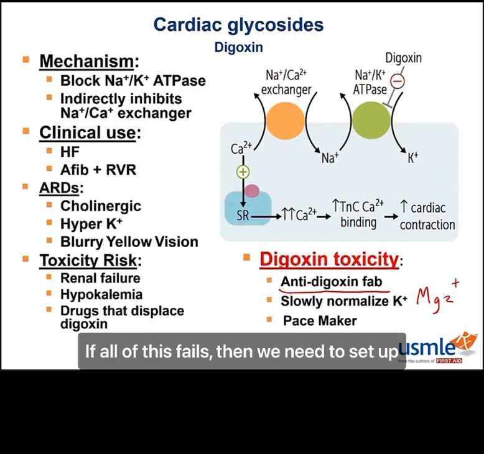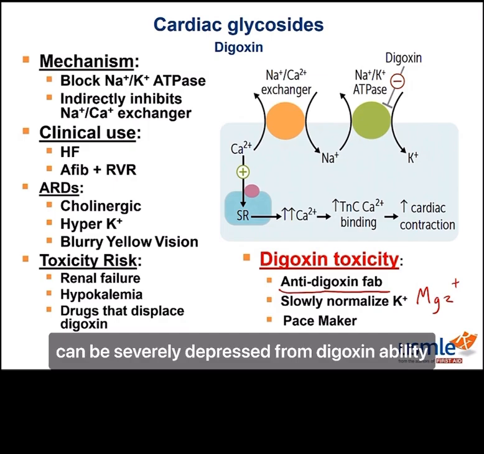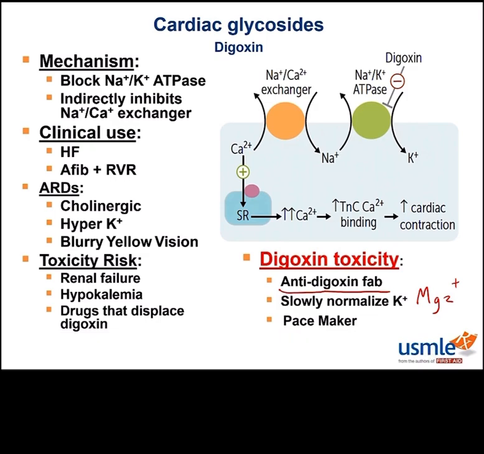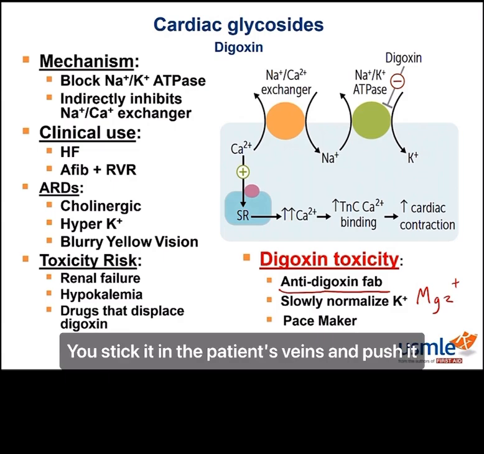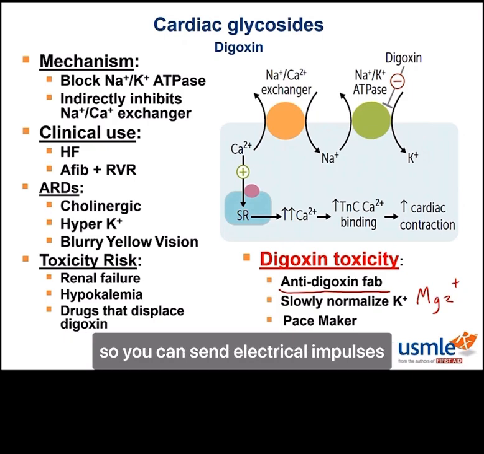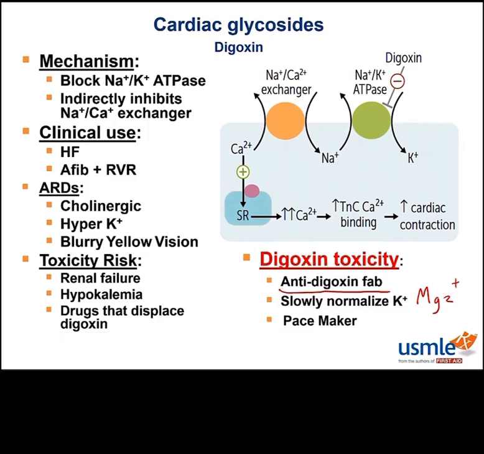If all of this fails, then we need to set up for a cardiac pacer, because the SA and AV nodes can be severely depressed from digoxin's ability to increase parasympathetic tone to the heart. A cardiac pacemaker is a catheter that has an electrode on it. You stick it in the patient's veins and push it through the venous system to the heart so that you can send electrical impulses to trigger the rest of the myocytes to contract.